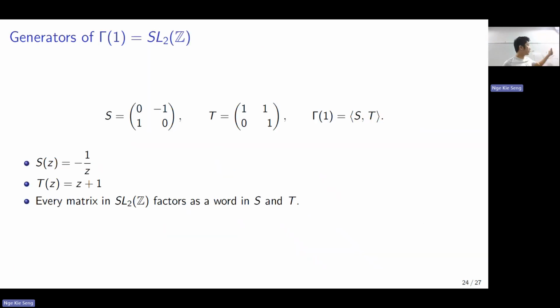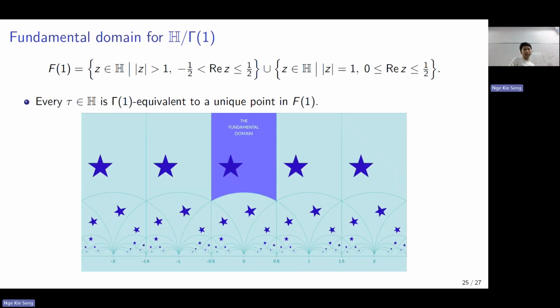Furthermore, we will notice that the special linear group is actually generated by these two elements. One of them makes z to negative 1 over z. The other translates it by 1. Combining these two, we can get the fundamental domain for the modular equivalence. Every point in this fundamental domain signifies one type of equivalence class of elliptic curves when we define it over the complex numbers.